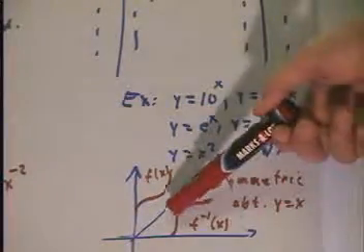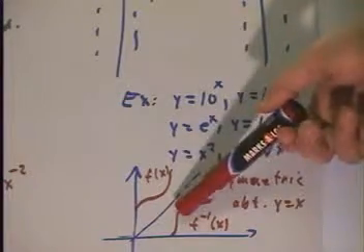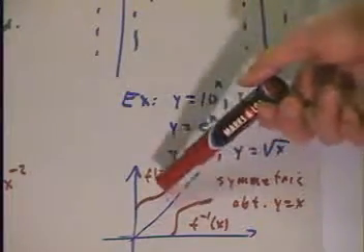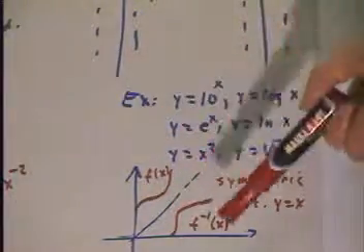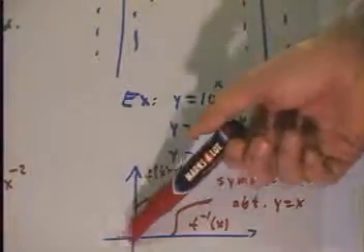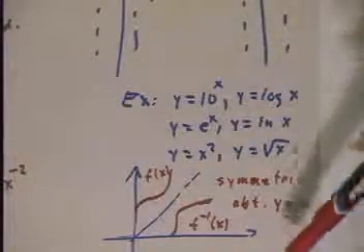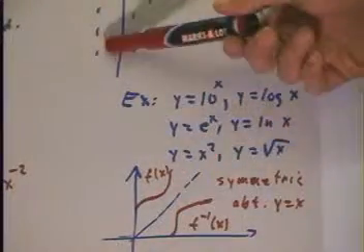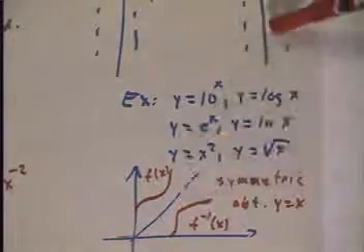And that means that each point here has a point on the opposite side of the y equals x line at an equal distance, and the line segment between those two points intersects this line at a right angle. And if this point is on this table, then this point is on this table.